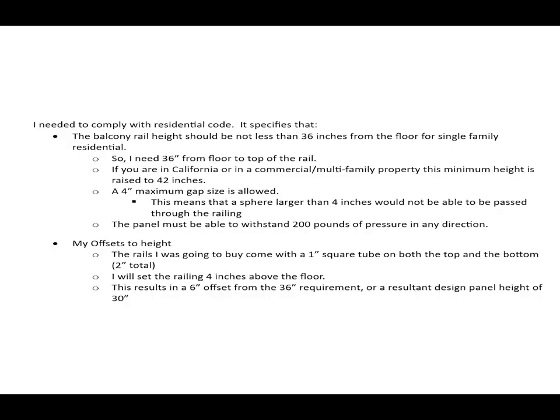I needed to comply with residential code. It specifies that the balcony rail height should be not less than 36 inches from the floor for single-family residential. So, I needed 36 inches from the floor to the top of the rail. If you're in California or a commercial multifamily property, this minimum height is raised to 42 inches.